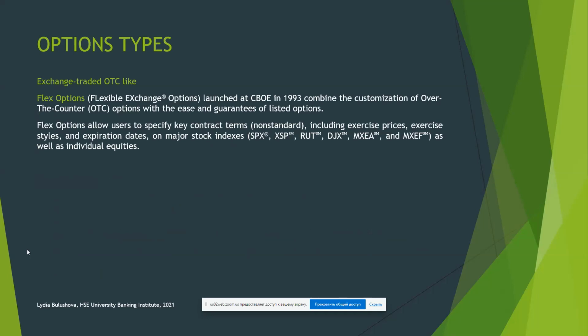Options offer various types of options. There is a type that is called flex options. It's something in between an OTC and exchange traded options. So they have exchange traded options with an opportunity to specify its details.